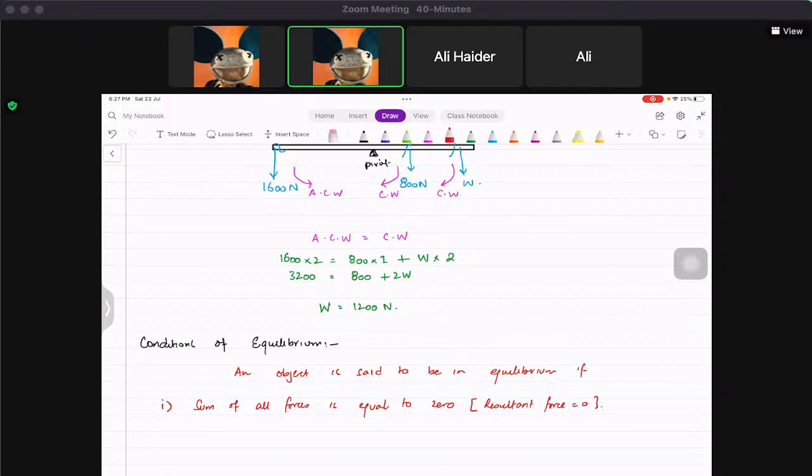And the other thing is, the sum of all moments is equal to 0. Which means that the sum of clockwise moments should be equal to the sum of anti-clockwise moments. Is it clear, everybody? Those are the two conditions of equilibrium.